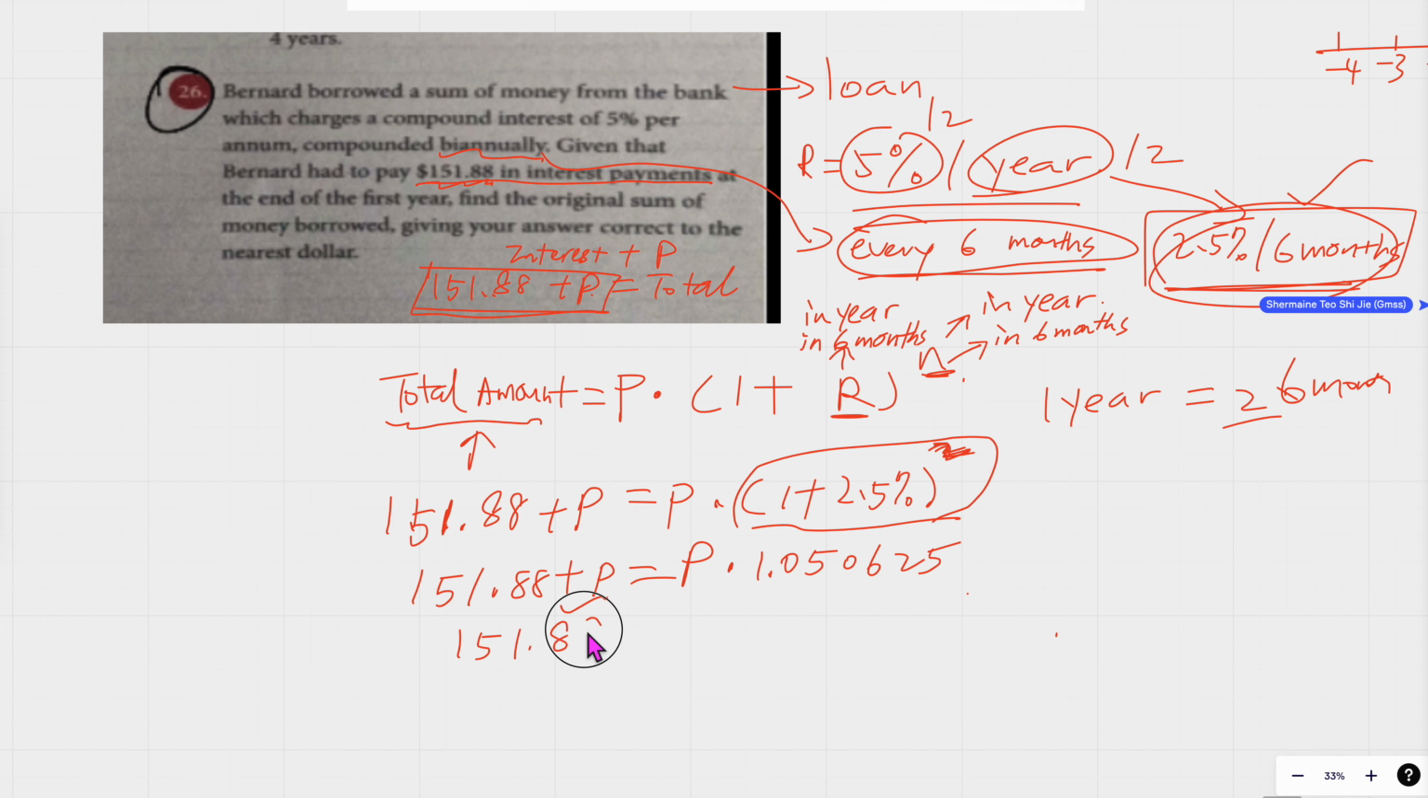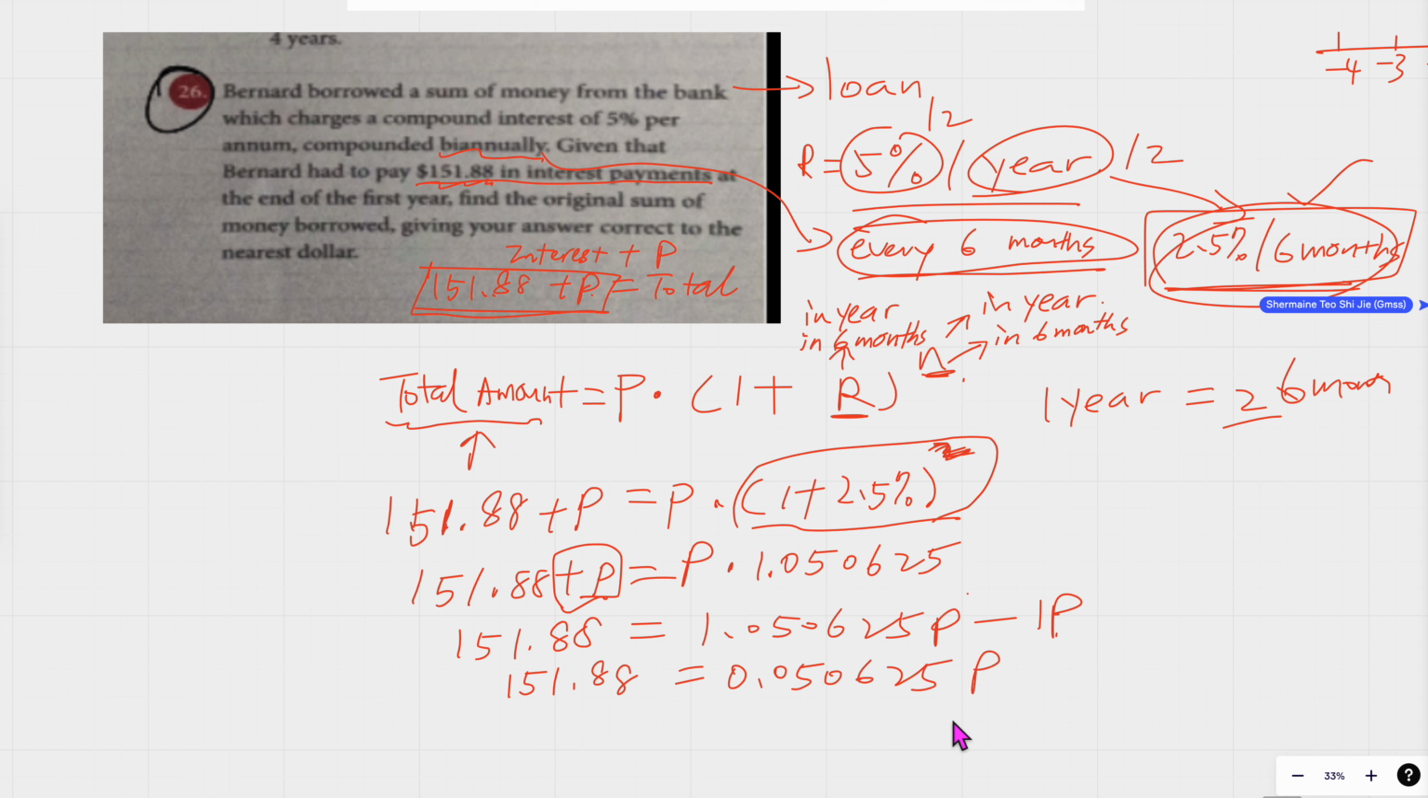So now you need to move the P over. This is 1.050625 P. You move the plus P over, it becomes minus P, right? So 151.88 equals 1.050625 minus 1, so you get 0.050625 P. So how do you get P? You divide by 0.050625 on the right hand side, then you get P. Then you also divide on the left hand side.